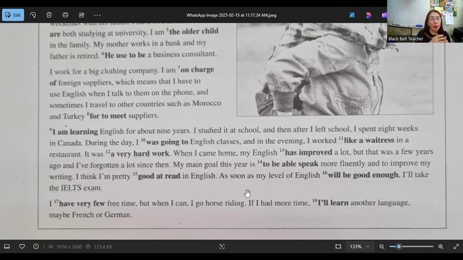12, tiro o A, that's a very hard one. Que o work é incontável, né? Uncountable noun. Ficou então, I learned English for about 9 years. I studied at school. I studied it at school.